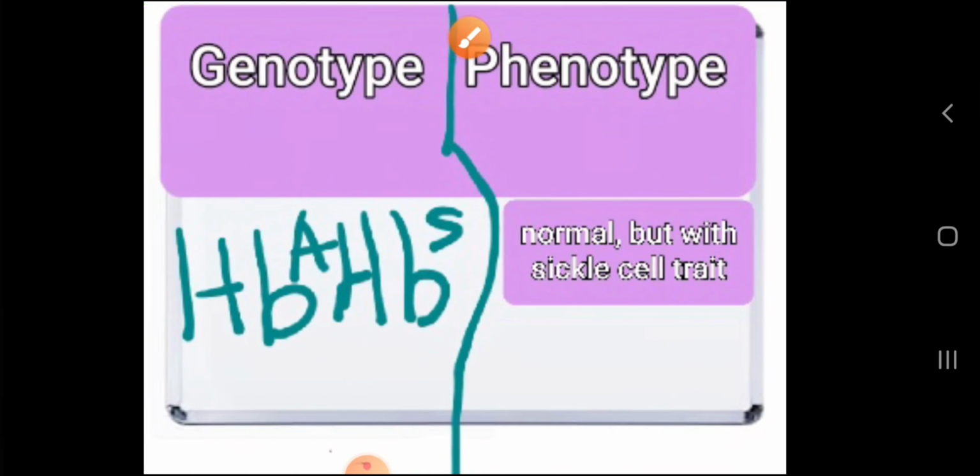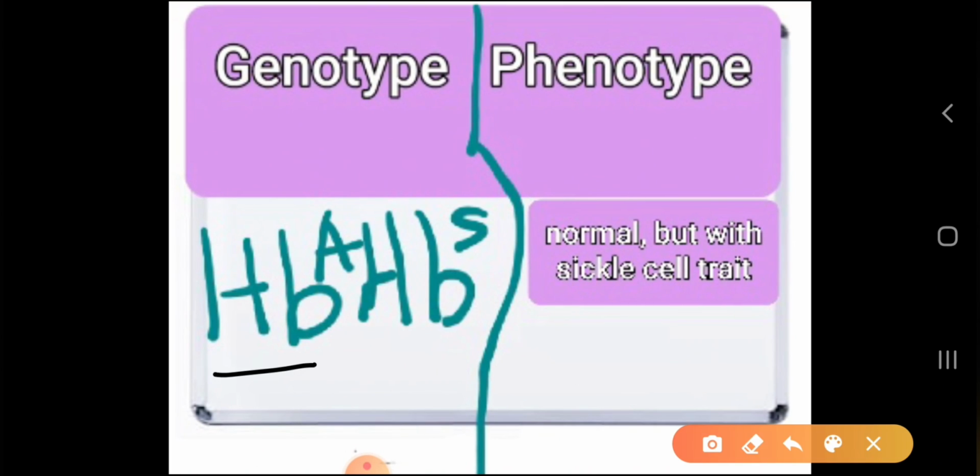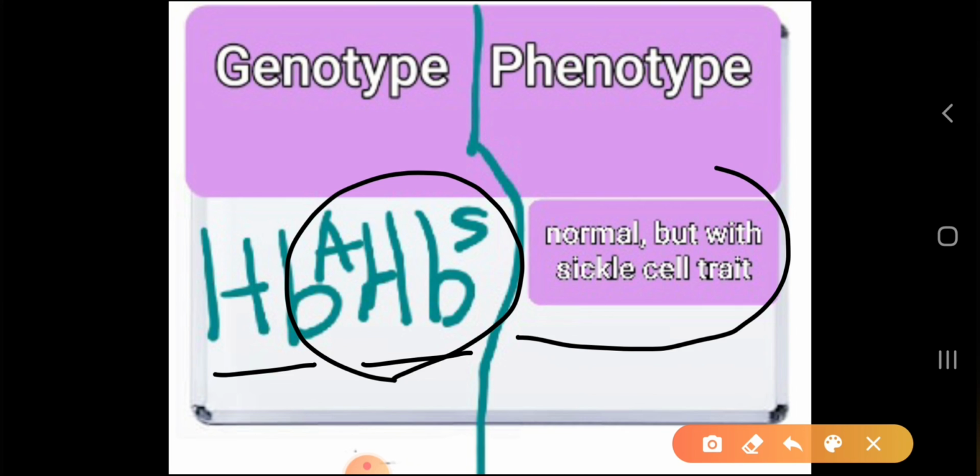But this is totally different. Look here, HbA HbS. Half of the person's hemoglobin will be normal and half will be sickle cell hemoglobin. So the phenotype will be normal but with the sickle cell trait. These people are referred to as carriers. They will probably be completely unaware that they have the sickle cell trait because they have enough normal hemoglobin to carry enough oxygen, and so will have no problems at all. All right.